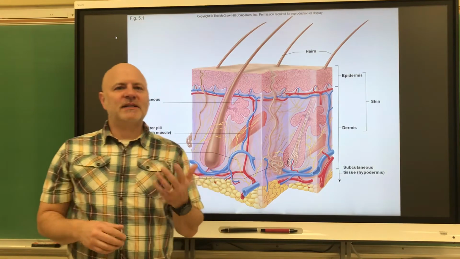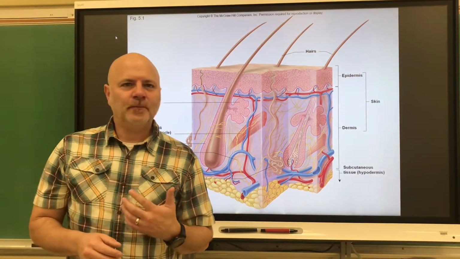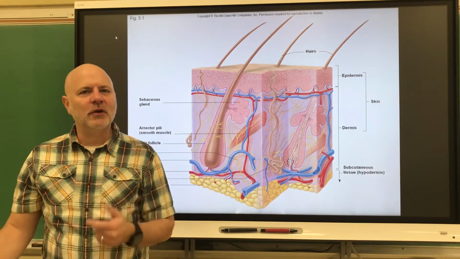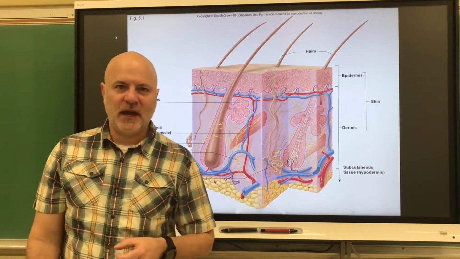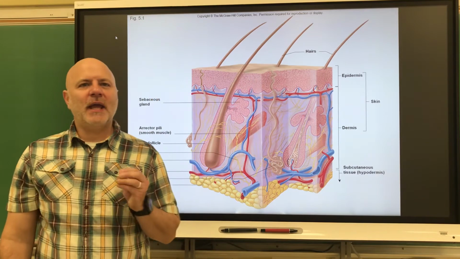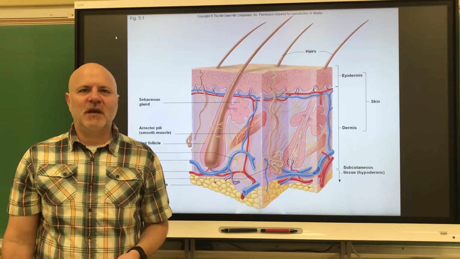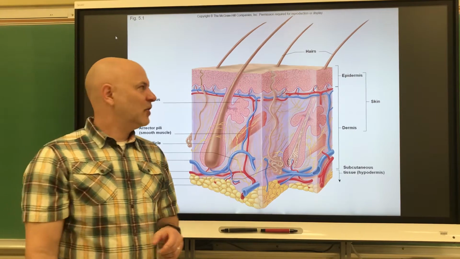All right, let's look at accessory organs. So the main accessory organs we're going to look at are hair and nails, but we're going to look at some other smaller organs that we have in our skin as well. So hair and nail, just to let you know, are made of a hard keratin, while skin is made of a soft keratin. So let's take a look at hair.